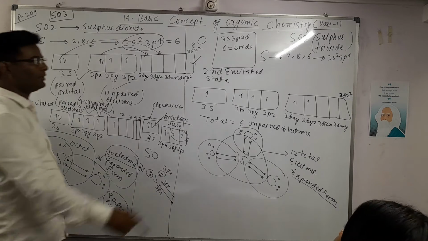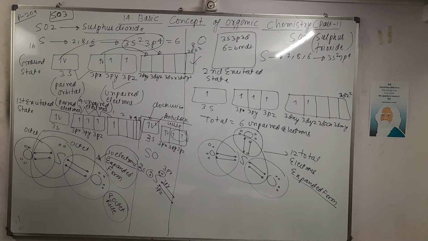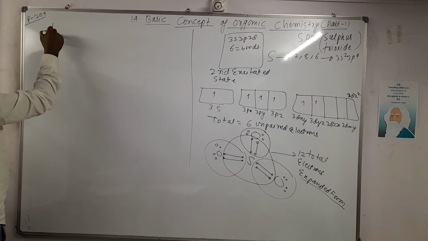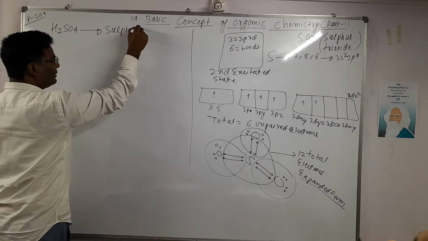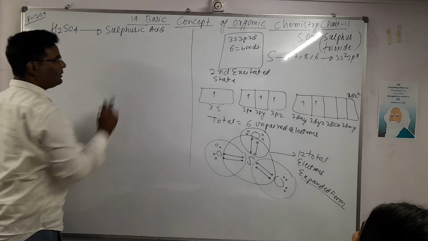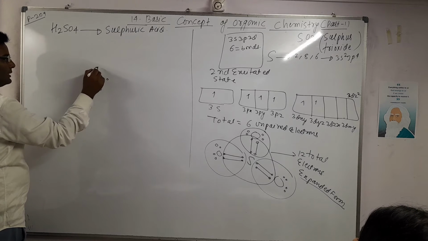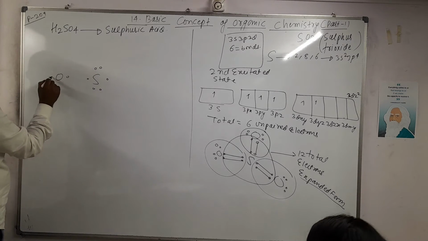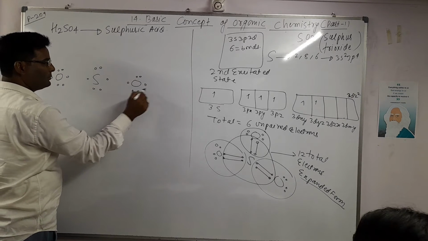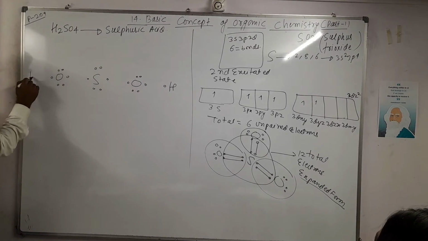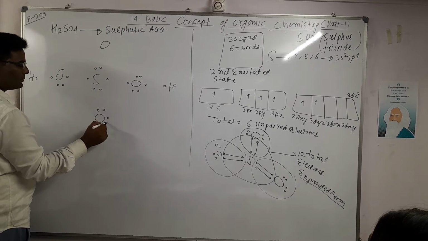So draw the structure for SO3, then I will make you understand H2SO4. Okay, now we will draw the structure for H2SO4. This is called sulfuric acid, right? We know the outer electrons of sulfur: a total of 6 electrons. Oxygen also holds 6 electrons in its last orbit, right? And hydrogen holds 1 electron. And how many oxygens are there? Four.